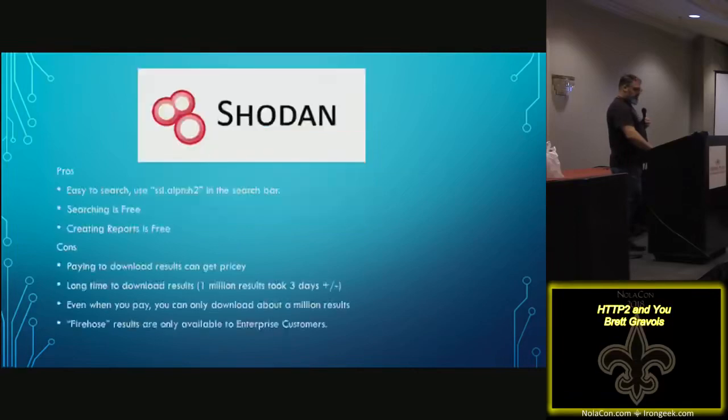So with Shodan, the pros: it's easy to search. You can go ahead and use ssl.alpn with the H2 option, just in the search bar. Searching is free, and you can also create reports for free. The cons: paying to download results can get pricey. It's a long time to download results. So basically 1 million results takes about 3 days to download the report. And basically, if you do pay, you can only download about 1 million results.